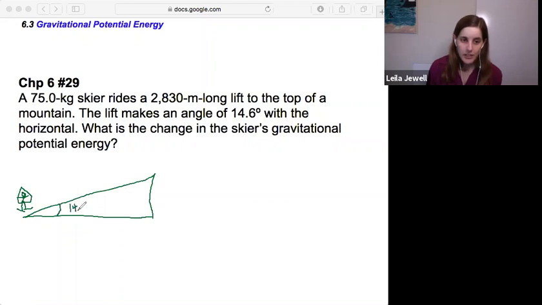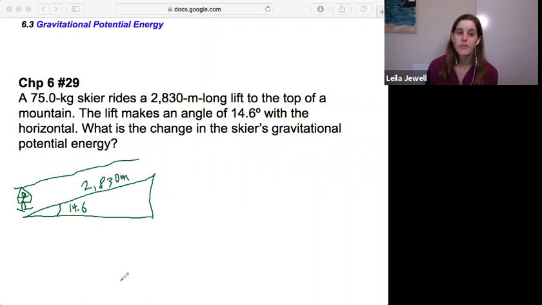So we have that. It also gives us one of the dimensions of this triangle that we've created. We always like to make triangles when possible. It says the lift is 2,830 meters long. Now, is that describing the horizontal distance, the vertical distance, or this diagonal? Well, it's describing the distance of the lift, so that's going to be the diagonal, right? 2,830. Cool, so that's a great thing to fill in.